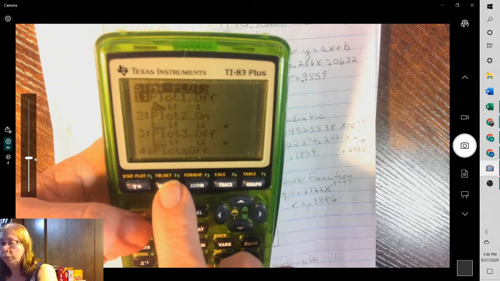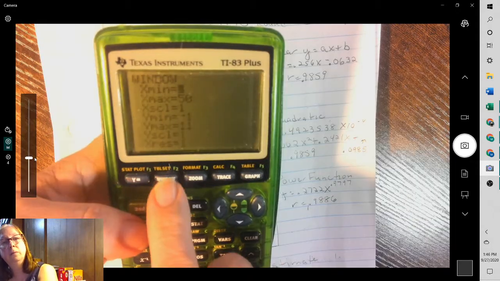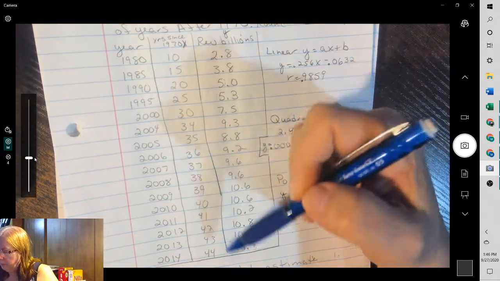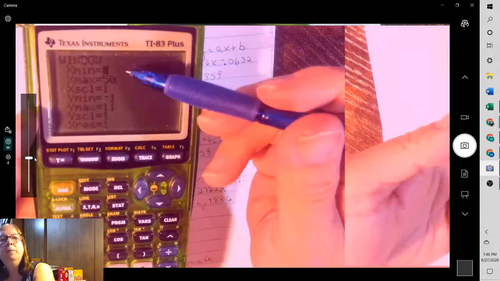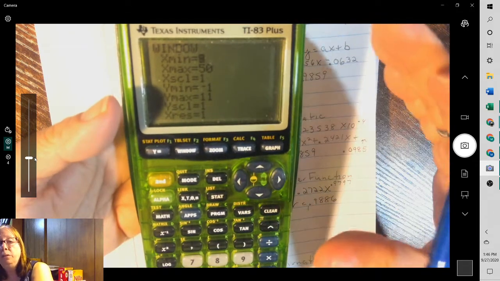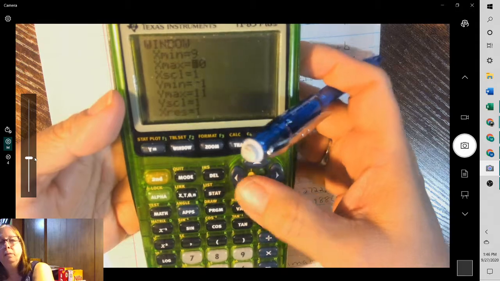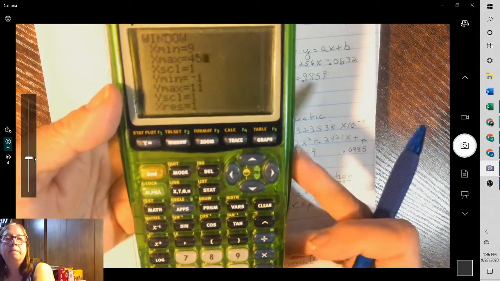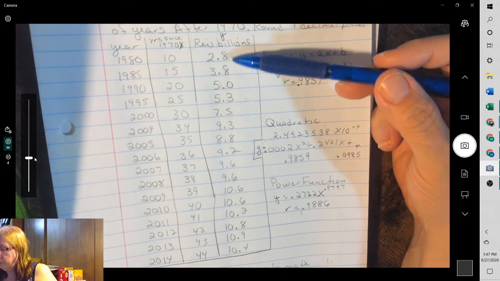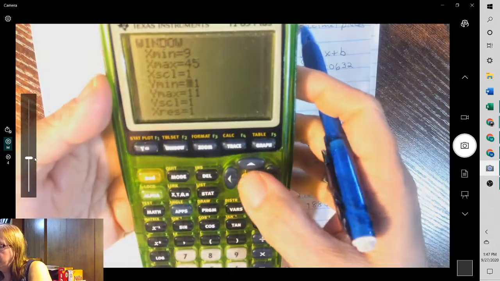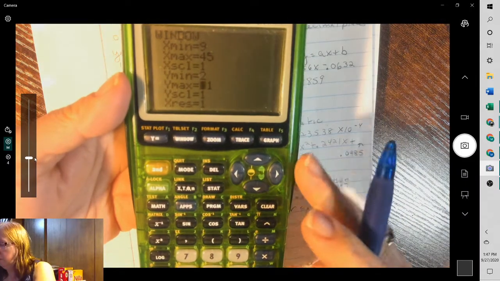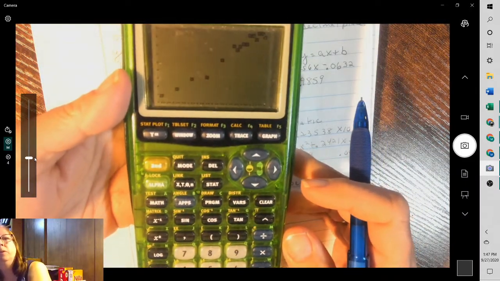And then you want to go to your window right there and make sure your data fits it. My numbers went from 10 to 44, so I went from 9 to 50. I probably could have gone a little less and done 45, but make sure you go at least 1 unit. So we could go 45. The Y values go from 2.8 to 10.4, so we could have gone from 2 to 11. And then when you hit graph, there's your points.